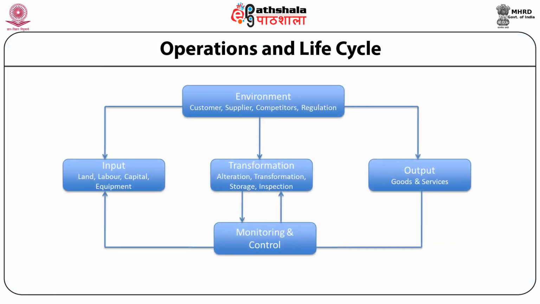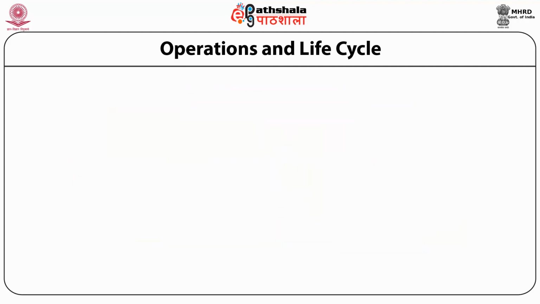Operations and life cycle. Life cycle of the project, where input, transformation, and output are three entities. Monitoring and control is held through a feedback mechanism. Interlink between input and output. The environment has its own intervention in terms of customer inputs, supplier inputs, competitor inputs, and regulatory inputs.